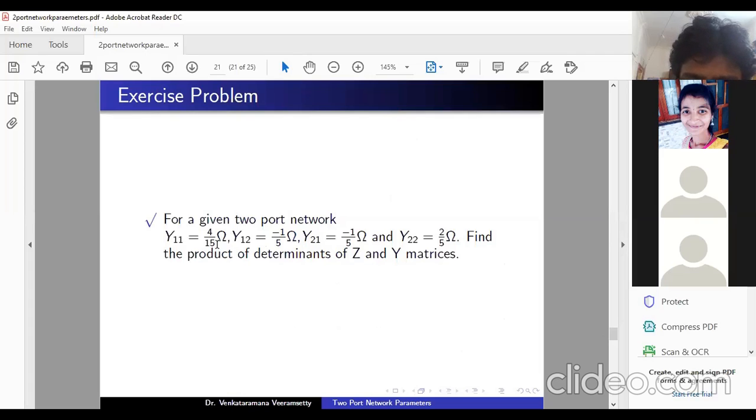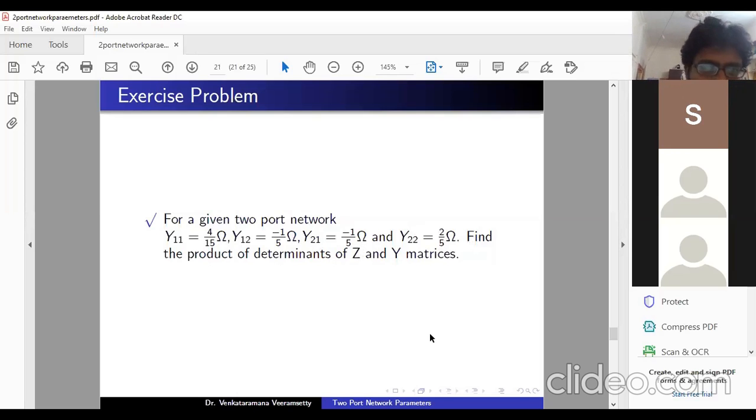All given in ohms. Yes, ohms, right. So there is a printing mistake, I will rectify it later. It is y11 equal to 4 by 15 mhos, not ohms. y12 equal to minus 1 by 5 mhos. y21 equal to minus 1 by 5 mhos. And y22 equal to 2 by 5 mhos. So you have to find the product of the determinants of the Z and Y matrices.